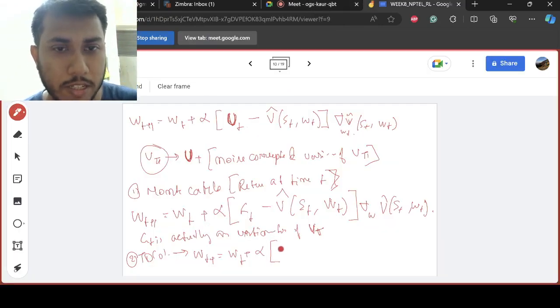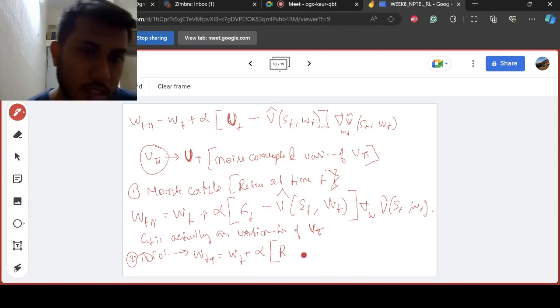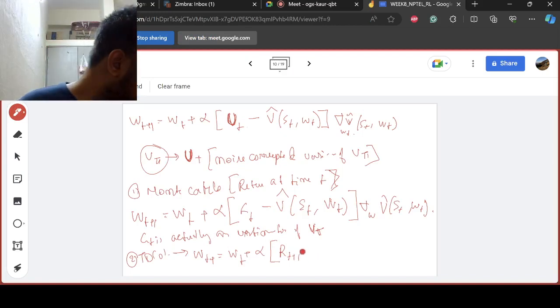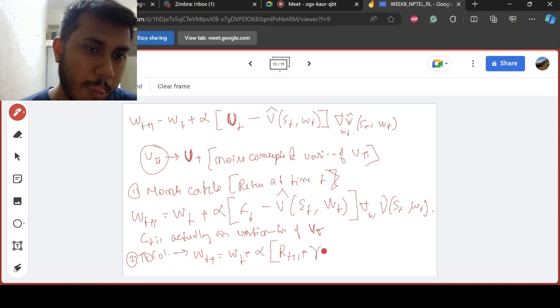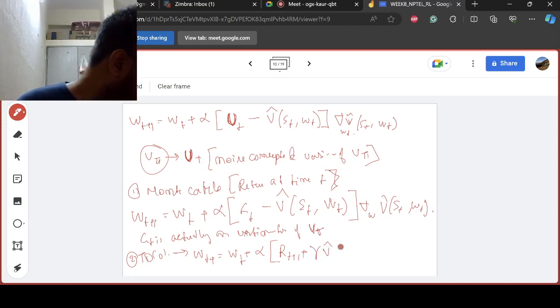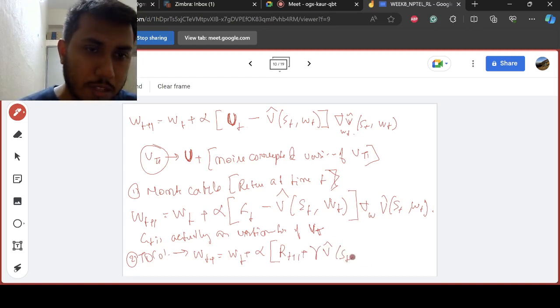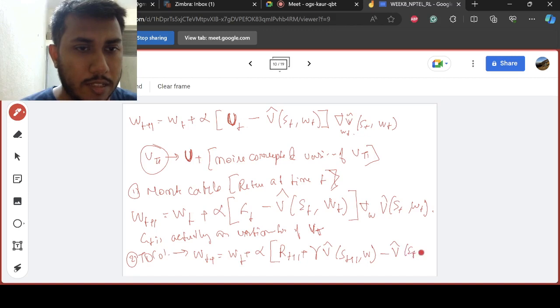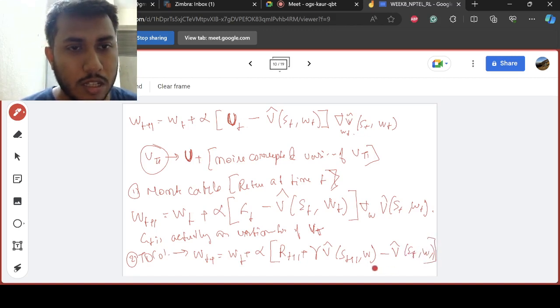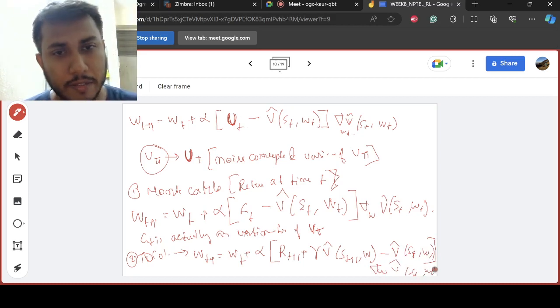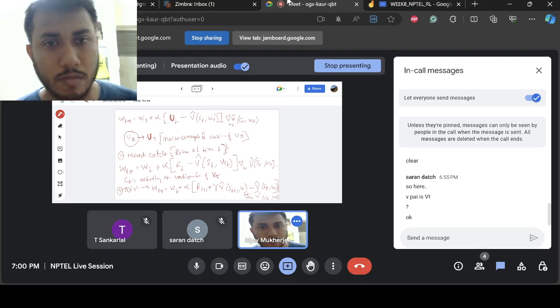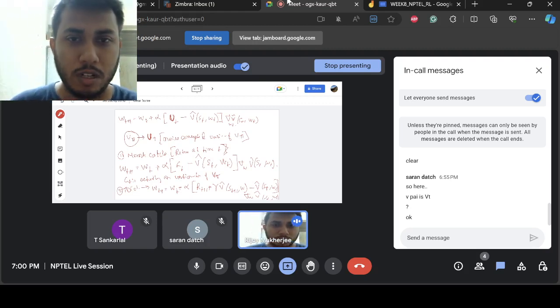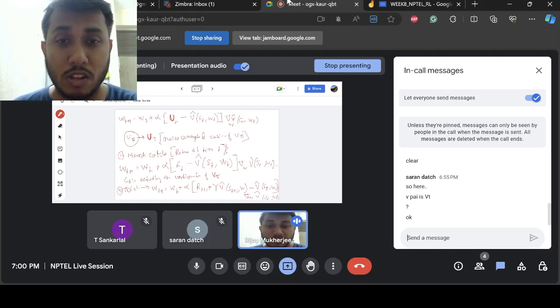Our typical one step return is R_{t+1} plus gamma V hat(S_{t+1}, W), minus V hat(S_t, W_t), and then your gradient coefficient. Right? This should be the update rule in case of TD0.